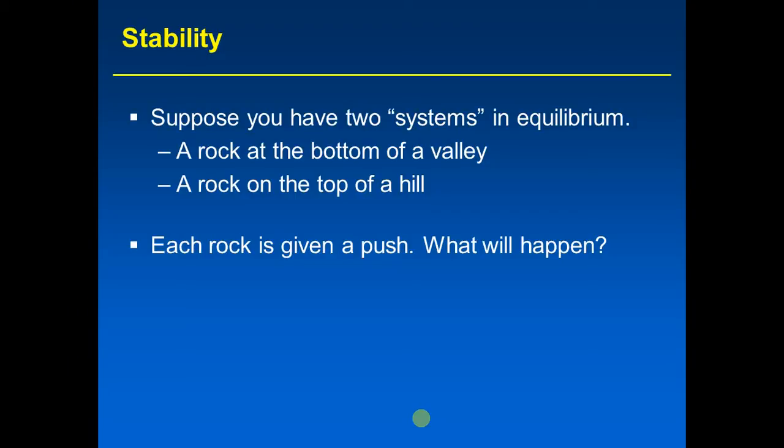So, this first system, the rock at the bottom of the valley, is an example of a stable equilibrium. Because when the system is given an initial force, a change, it will tend to return to its original position. But the second system, the rock at the top of the hill, is a case of an unstable system, because given an initial force, a push, it will then move to a new state, an entirely new state at the bottom of another valley, and it will not return to the original position.